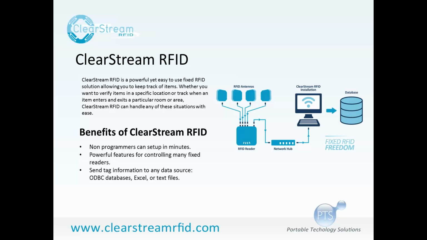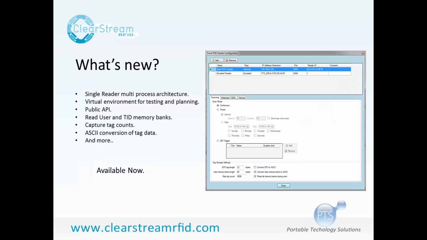In many situations, people may already have some type of mobile RFID application set up, or maybe they're using mobile devices, and they'd like to add on to that system with fixed RFID portals or just fixed RFID readers and map that into the system that they're already using. That's what ClearStream allows you to do. With no programming, you can control all of the readers out in your environment, and send the tag information scanned from those readers back to a pre-existing database table, Excel spreadsheet, or just a simple text file.